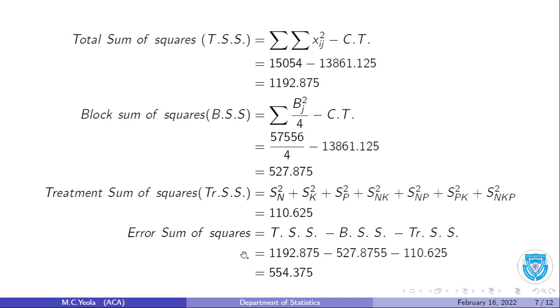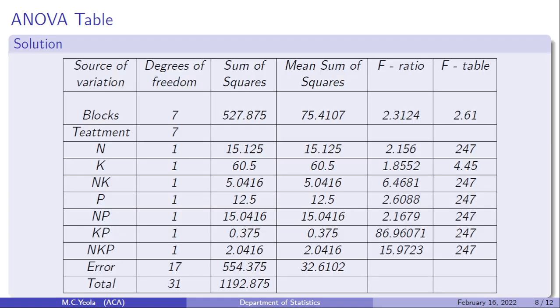Error sum of square can be obtained by subtraction: total sum of square minus block sum of square minus treatment sum of square. So we get this as the error sum of square. So we get all the sum of squares here. We put the information in the ANOVA table.